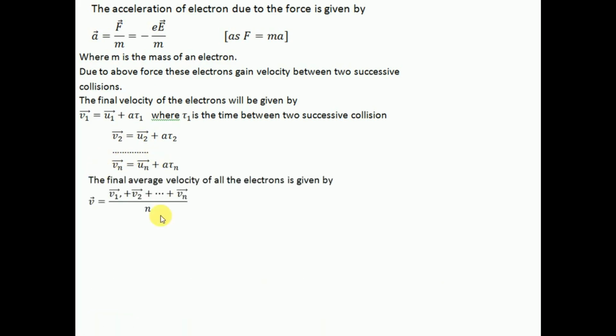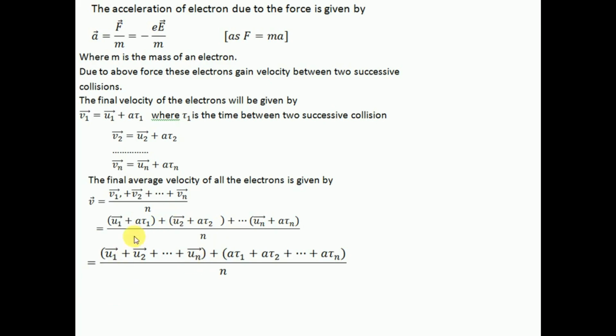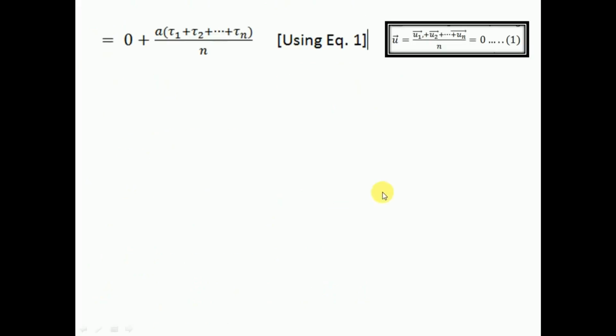If you take the average of all the final velocities, v will be (v1 + v2 + ... + vn)/n. Putting in the values of v1, v2 and so on, the equation will look like this. Now I'll keep all the initial velocities on one side and all the acceleration and time terms on the other. The term with the initial velocities is the average initial velocity, which is 0, as we already know from equation 1. So this will be 0, and I'm left with this.